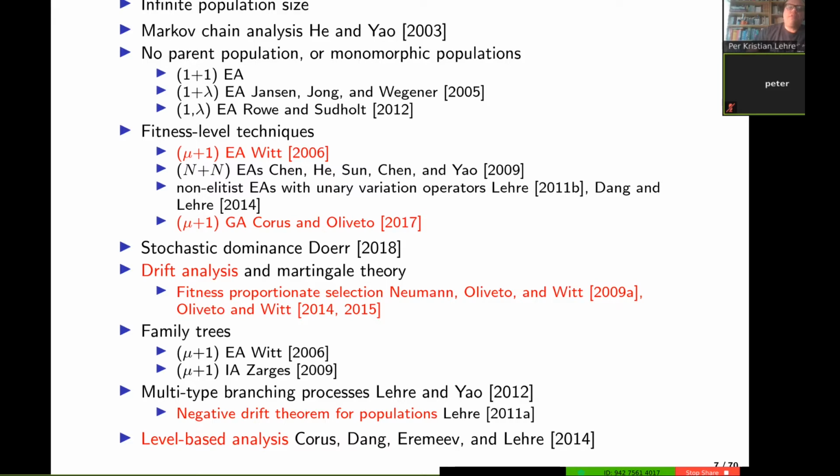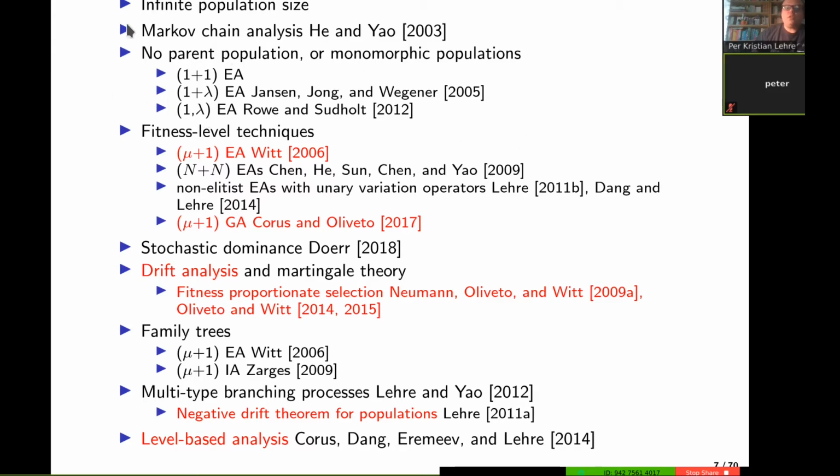Other assumptions that people use are that you don't have a parent population, or you have monomorphic populations. So for example, in the 1 plus 1 EA, you don't really have a population, you just have a single individual. Variants of this are the 1 plus lambda EA or the 1 comma lambda EA.